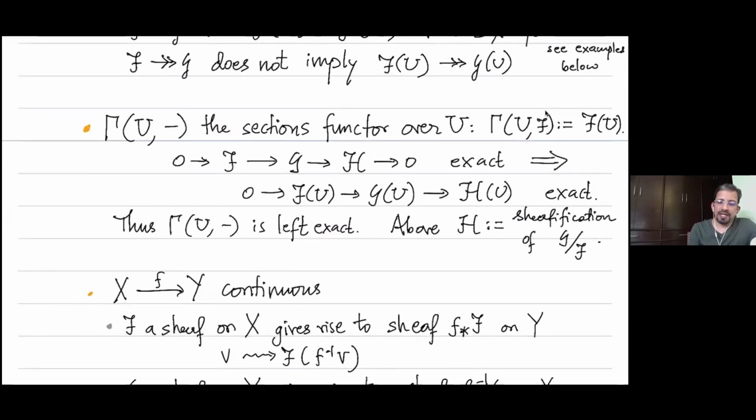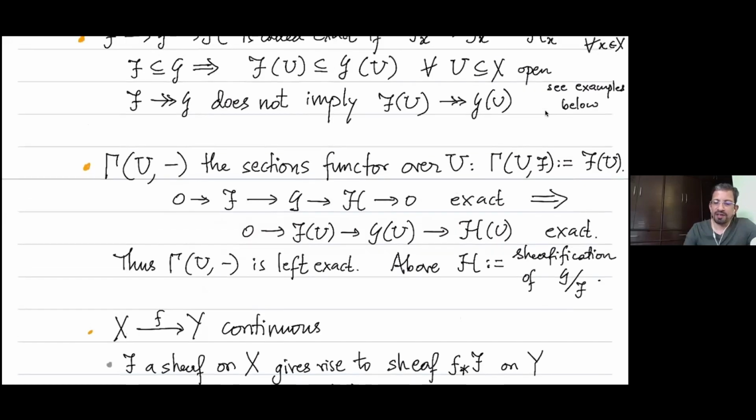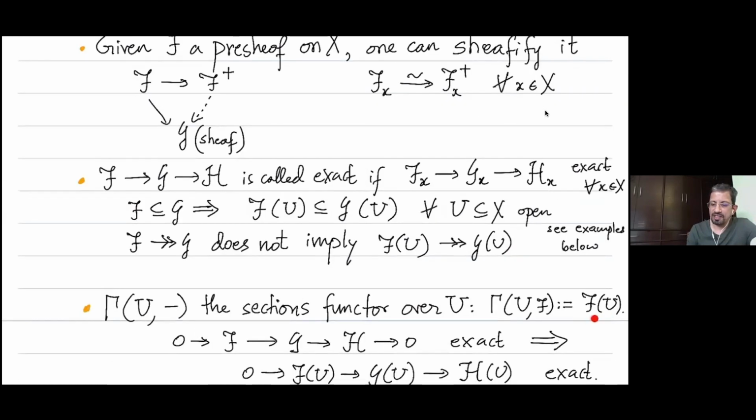So what one can therefore do is, for any sheaf F, assign to it its sections over an open set. The sections functor is another name for just F of U. That's the assignment that we had in the definition of a sheaf. For every U, we were assigning an abelian group, and that abelian group is called the group of sections over U of script F.